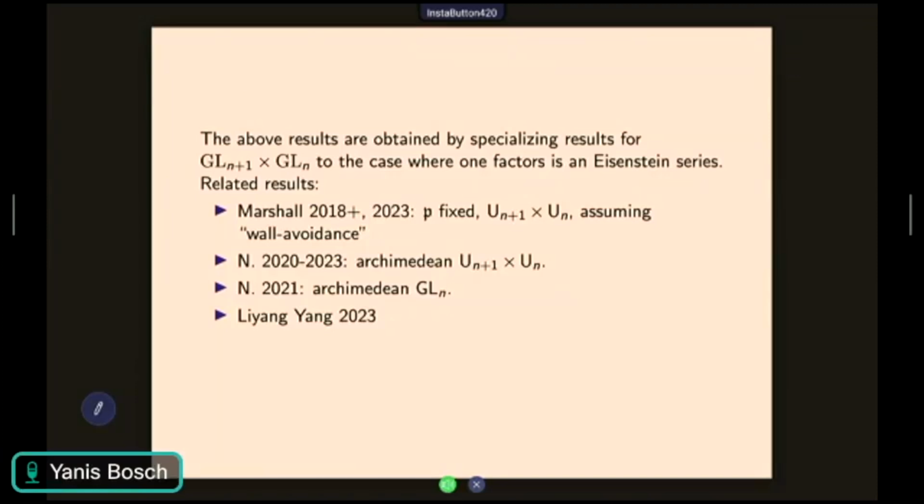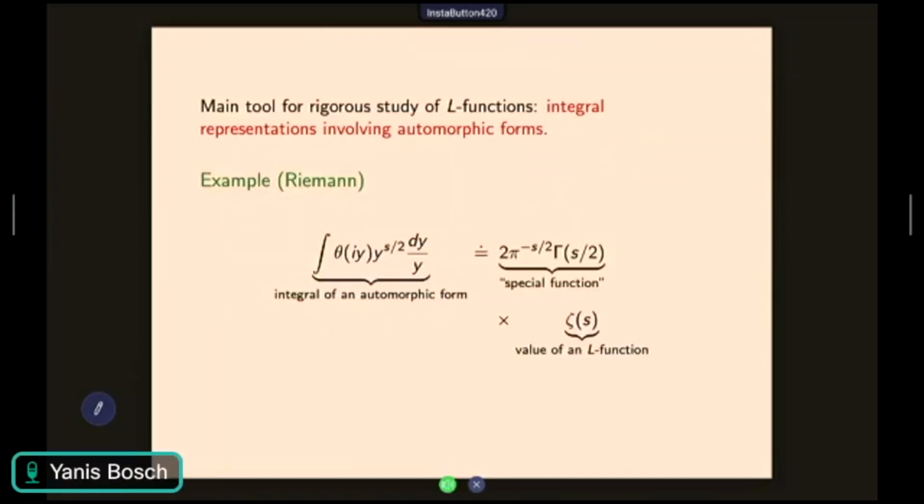And then there's also been some work of Liang Yang more recently, and maybe also some ongoing work by Liang Yang, generalizing these things further. So there's still some ongoing work treating kind of the general Rankin-Selberg case. Okay, and with that kind of survey of results, I wanted to say a little bit now about the kind of general method that we use for studying these things.